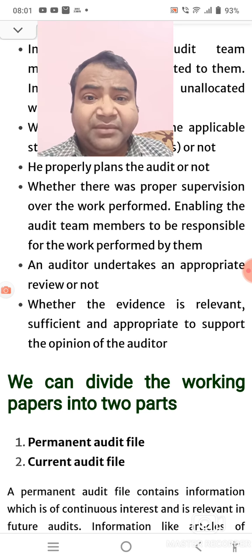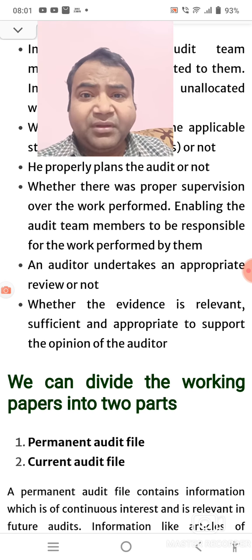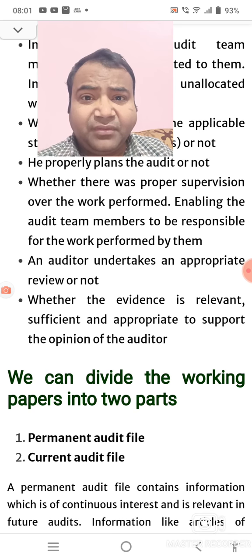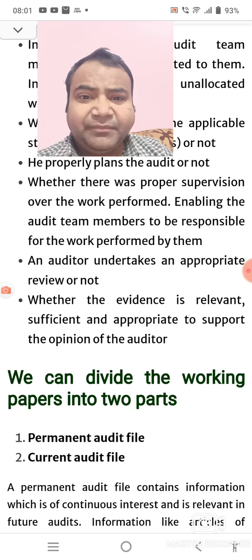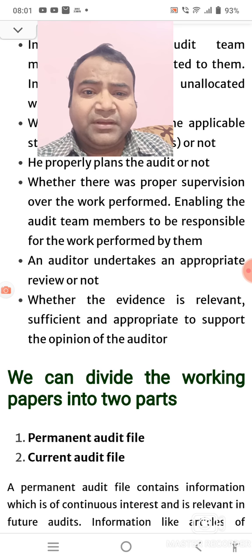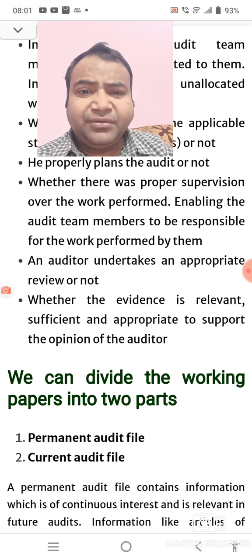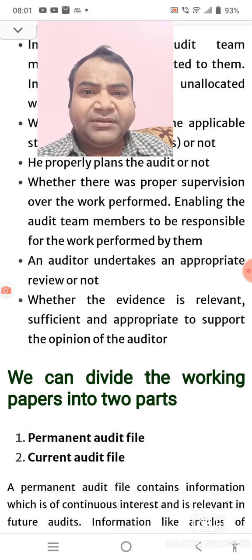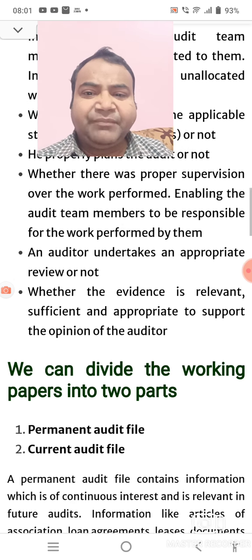Because they'll be able to see who is responsible for which work, and according to that, a particular member will be supervised. Whatever work has been assigned to them, they can see whether they are doing it on time or not, how much they have done, and what the status of it is. All these things can be easily seen from the working papers.